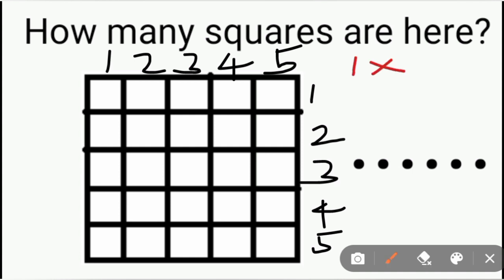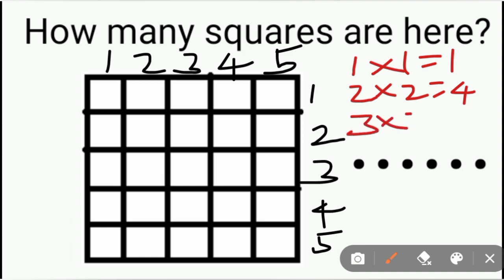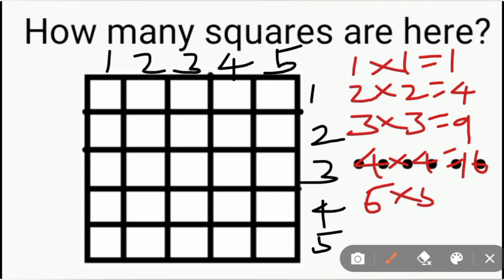1 into 1 is equal to 1. 2 into 2 is equal to 4. 3 into 3 is equal to 9. And 4 into 4 is equal to 16. At last, 5 into 5 is equal to 25. Now we are going to add all together.